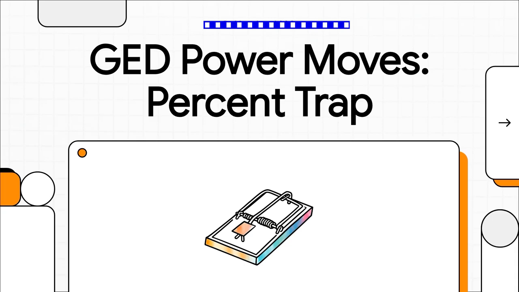What's up, everyone? We're from the Cool Cats team, and we are always on the lookout for the sneakiest questions on the GED. Today, we've got a big one, the multi-step percent problem. It looks innocent, right? But oh, there's a trap, and it catches so many people. Stick with us, and we'll show you the power move to sidestep it and nail this question every single time.